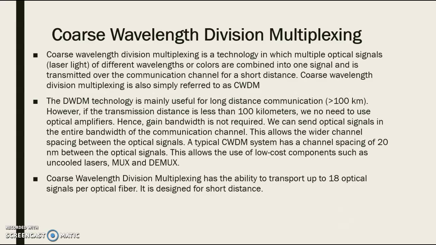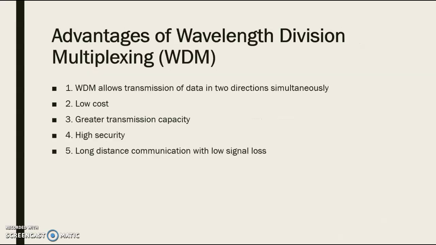Coarse wavelength division multiplexing is a technology in which multiple optical signals of different wavelengths or colors are combined into one signal and transmitted over the communication channel for a short distance. Coarse wavelength division multiplexing is simply referred to as CWDM. CWDM has the ability to transport 18 optical signals per optical fiber. It is designed for short distances.